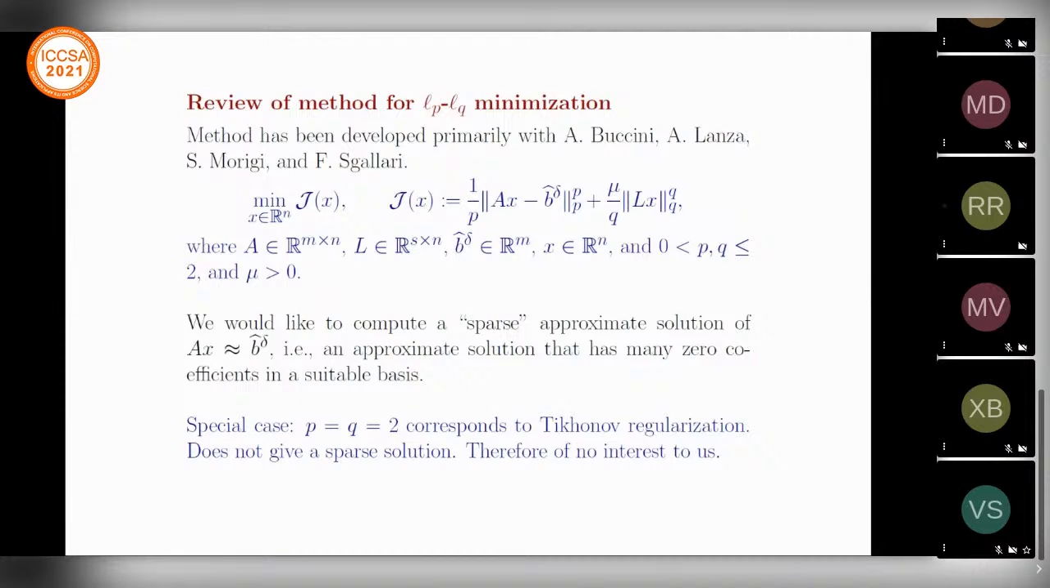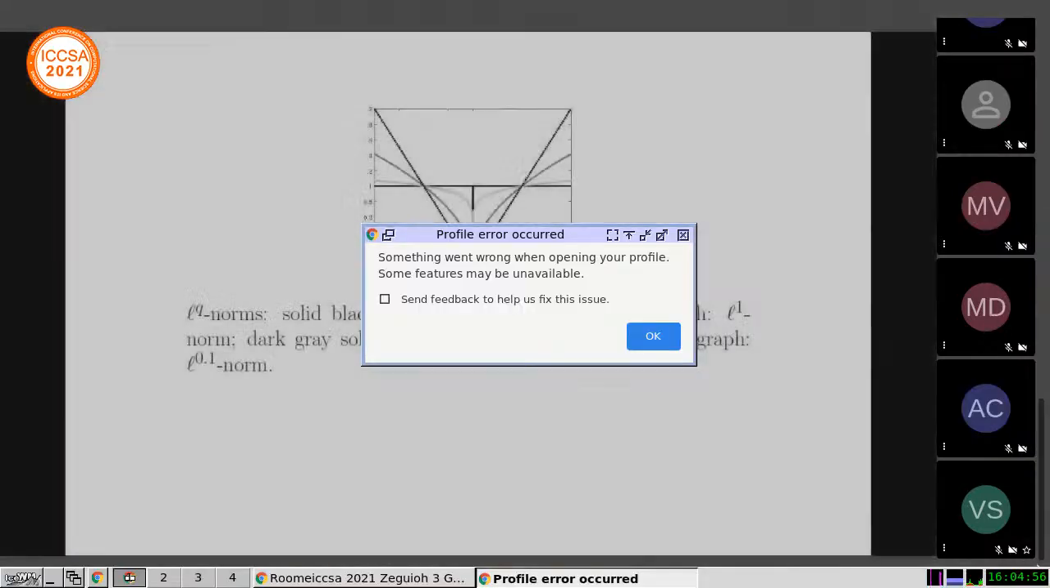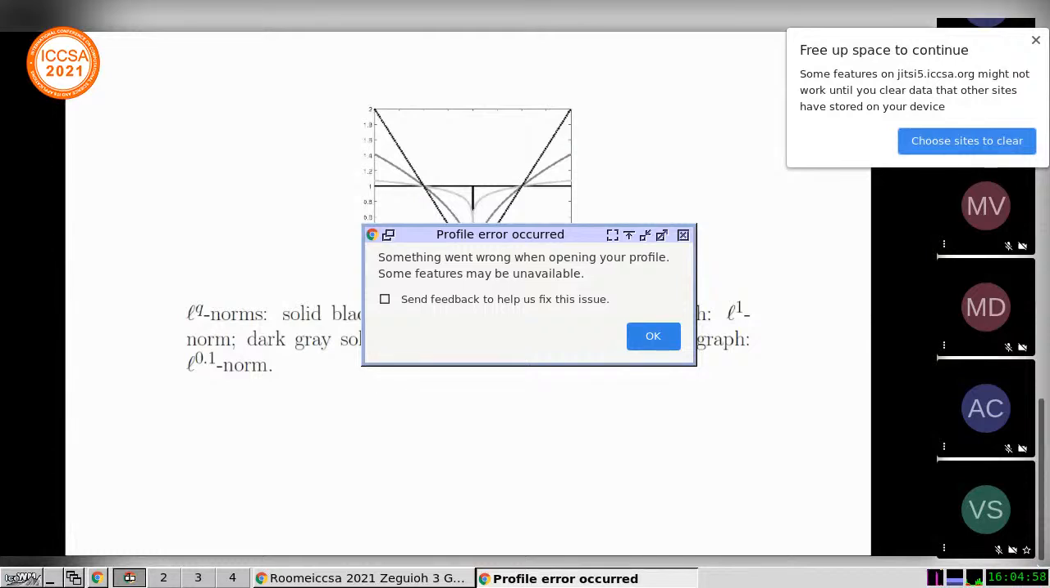So these LP-LQ methods have been developed with two Alessandros, one Buccini, right? And then we also have an image here of the L1 norm, which is a better approximation of the L0 norm. So this is our justification for using these quasi norms. Next, please.